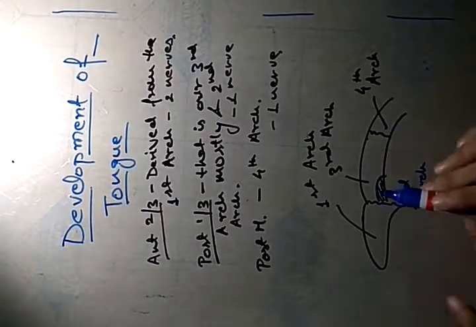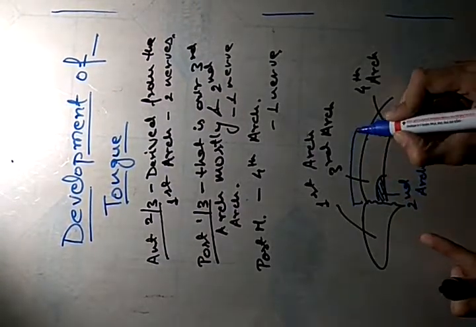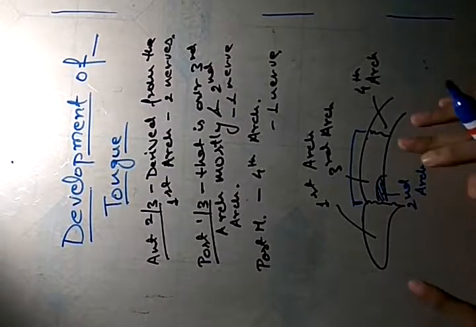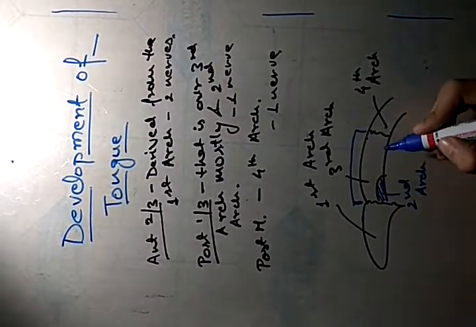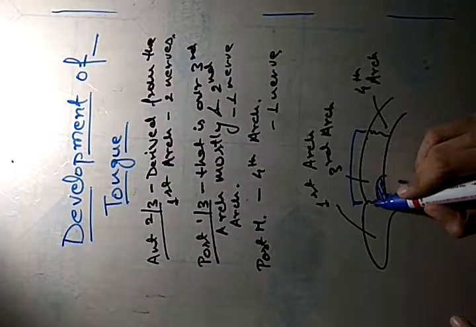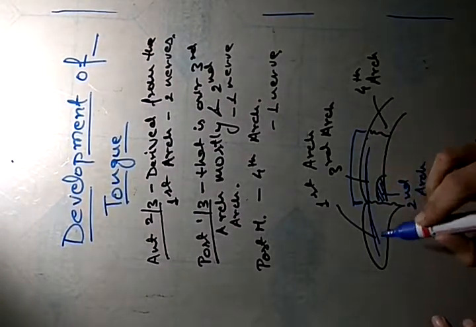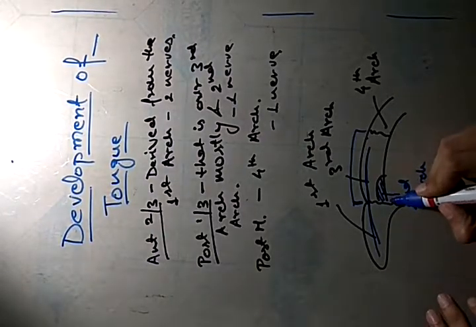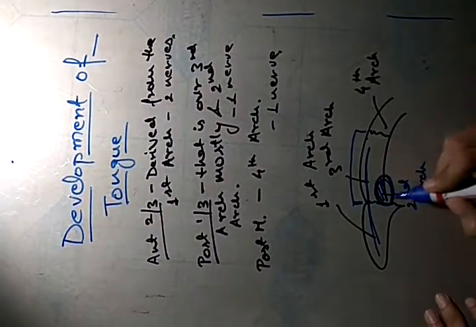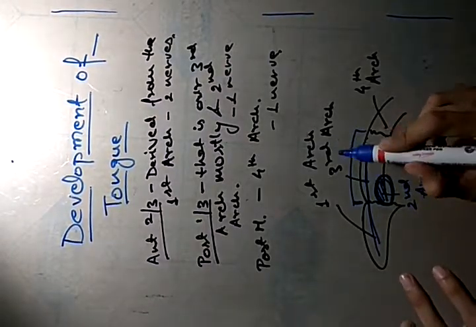From this diagram, it is very clear to us that the posterior 1/3 part, that is this part, in this area, third arch has overlapped our second arch and has united with the first arch. Hence, this area is formed, and although second arch is present here, we say that posterior 1/3 part is made mainly of third arch.